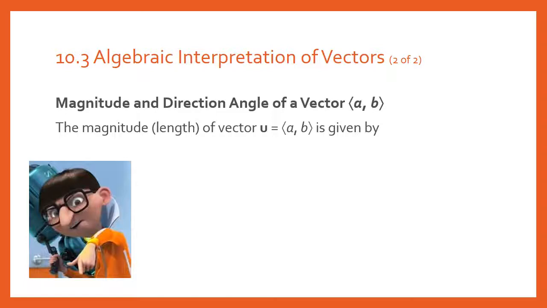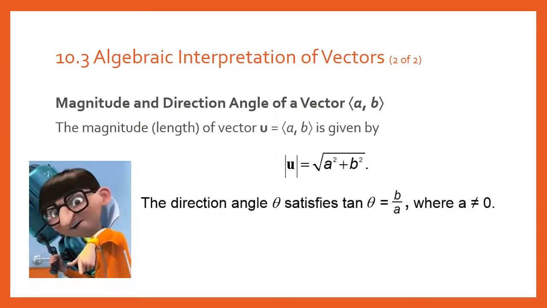The magnitude or length of the vector is given by this formula. This is on your formula sheet. Notice that to indicate the magnitude of a vector, we put it in what look like absolute value bars. You're going to square the two components, add them together, and take the square root.